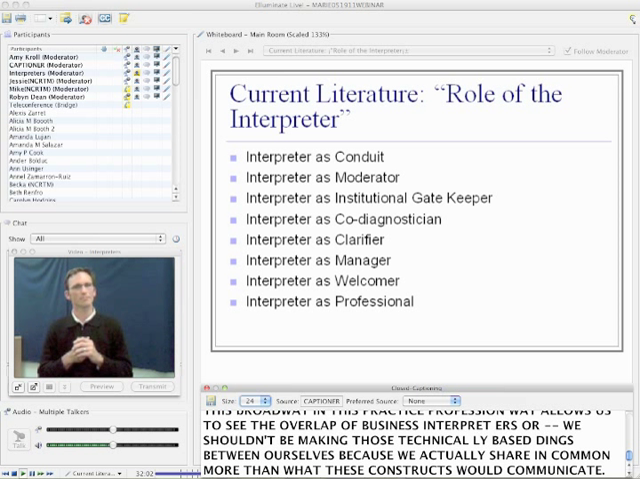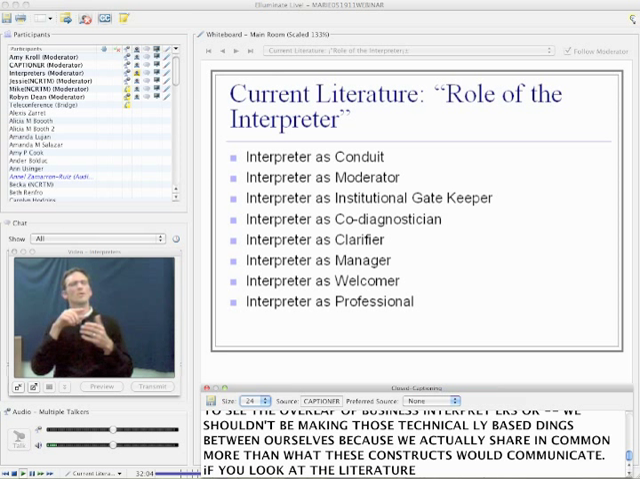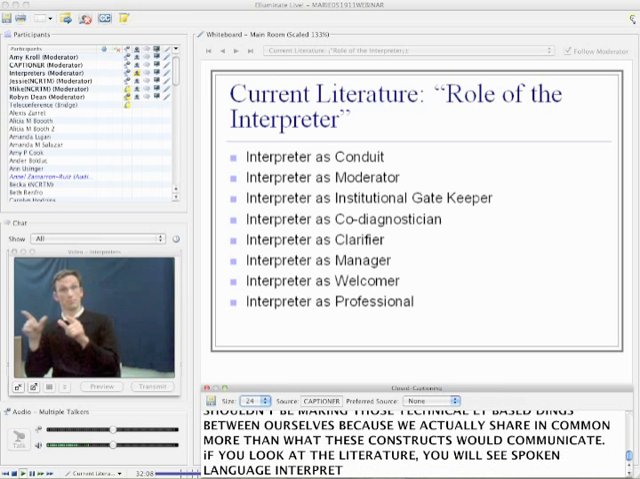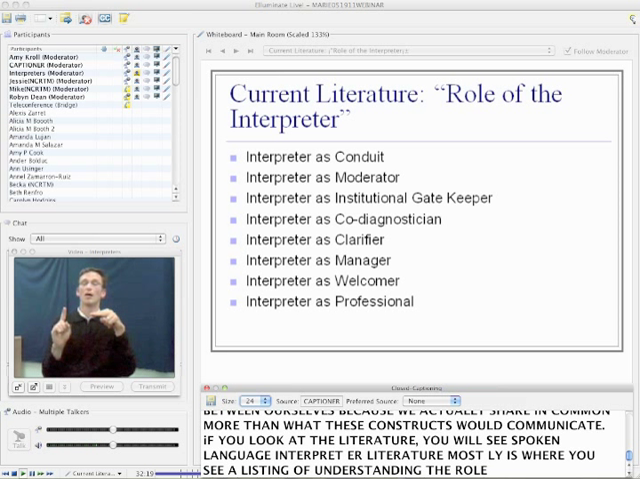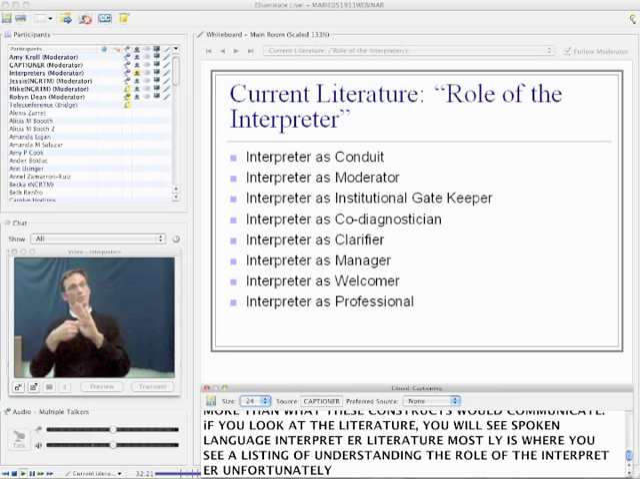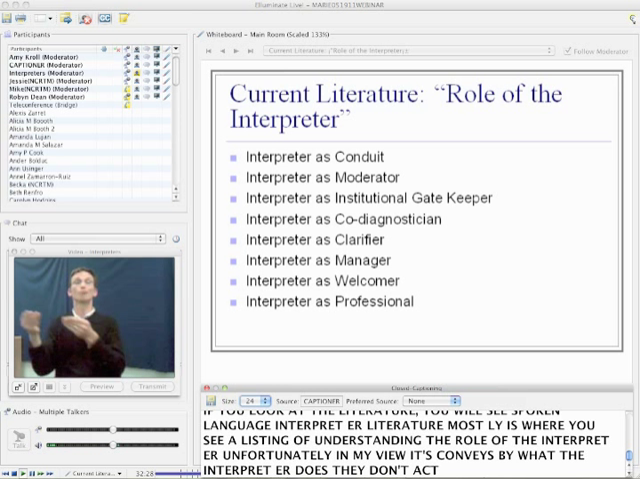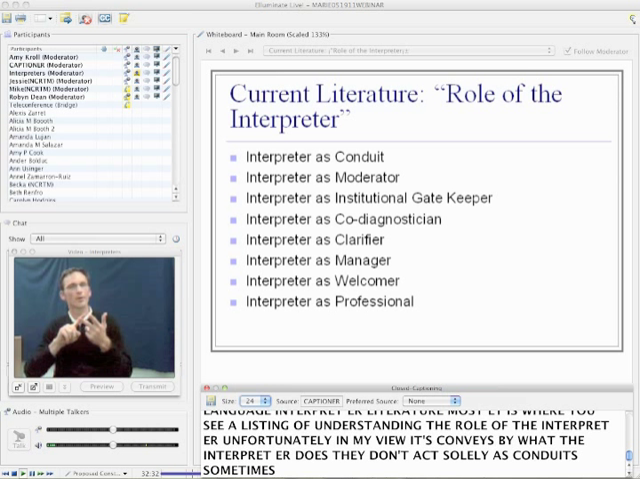If you look at the literature, you will see spoken language interpreter literature mostly is where you see a listing of understanding the role of the interpreter. Now, unfortunately, in my view, the role of the interpreter is conveyed as what the interpreter does. So while the literature might say interpreters do not solely act as conduits, sometimes they act as moderators, sometimes they act as clarifiers, sometimes they act as co-diagnosticians.